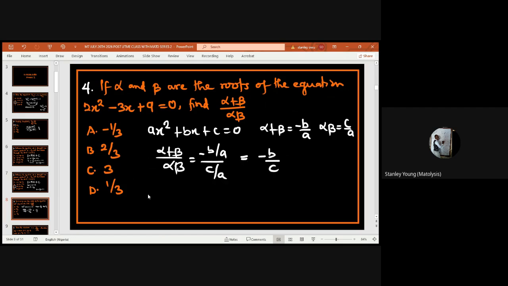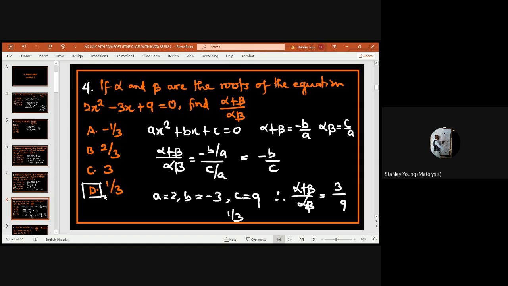So in this case, what's our a? a is 2, b is negative 3, c is 9, comparing to this. That tells you our alpha plus beta over alpha beta is going to be the negative of negative 3, which is 3, divided by c, which is 9. 3 over 9, and that's 1 over 3. So the answer to that problem is 1 over 3. Moving on. Try as much as possible not to make a sign error here, because if you do, there are options waiting for you.